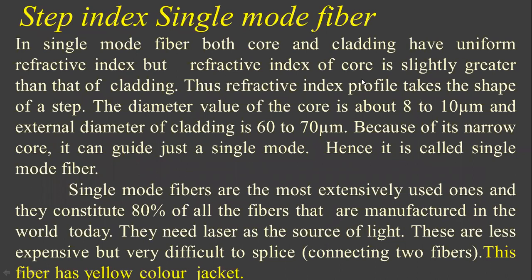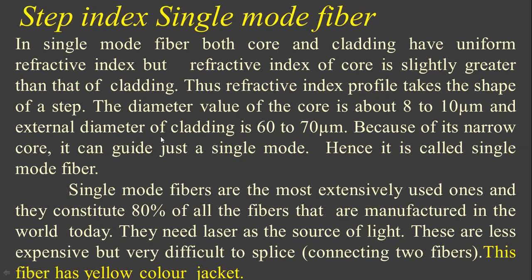The same thing I will explain here once again. So this is the step index single mode fiber. In a single mode fiber, both core and cladding have uniform refractive index, but the refractive index of the core is slightly greater than that of the cladding. Thus, the refractive index profile takes the shape of a step. The diameter of the core is about 8 to 10 micrometer. So it is very small, and because of this reason, it doesn't support many modes of propagation.